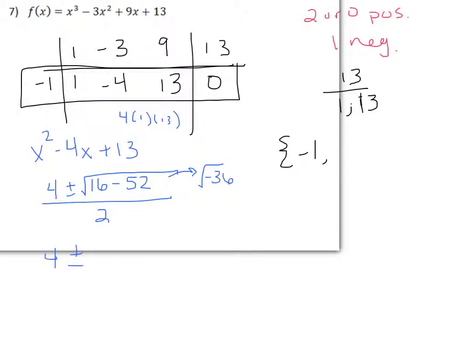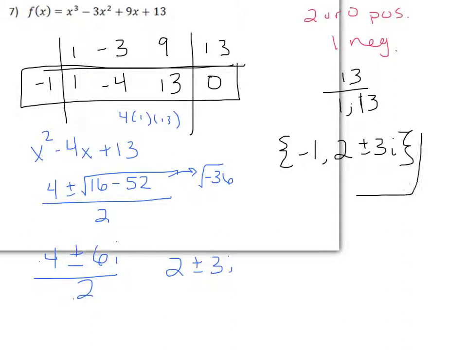So we have 4 plus or minus, the square root of negative 36 would be negative 6i over 2. 4, 2, and 6, we can divide each by 2. So that would be 2 plus or minus 3i. So we'll add that to our other solutions. So 2 plus or minus 3i. So there are our solutions. We should have a total of 3 because we have a highest exponent of 3, and we have 1, 2, 3. We have 1 negative and 2 imaginary. We'll do another example as well.